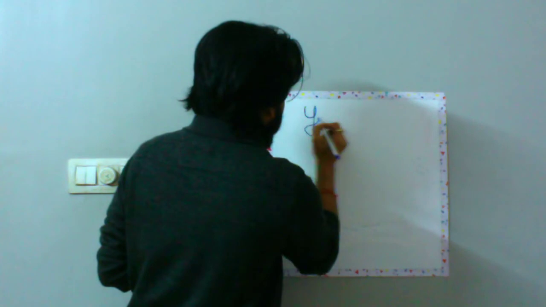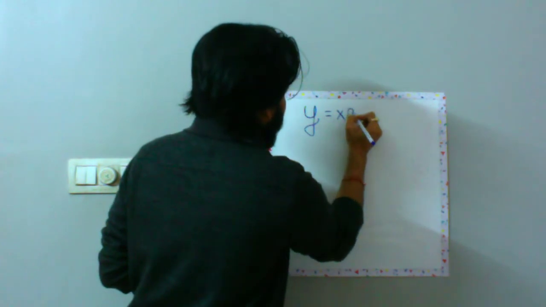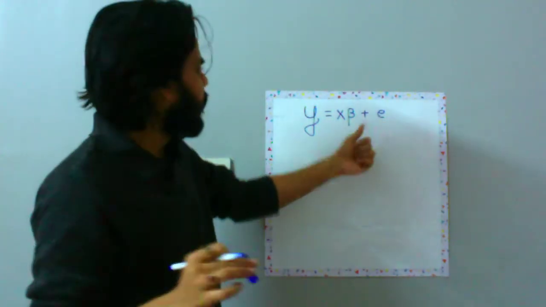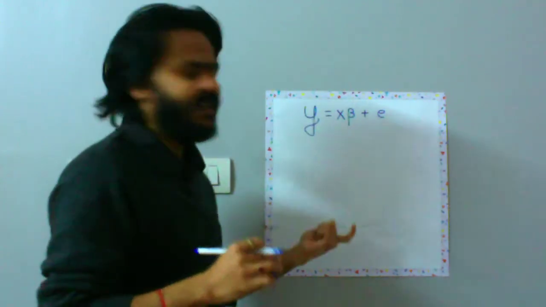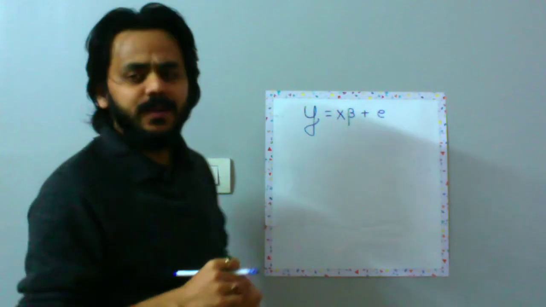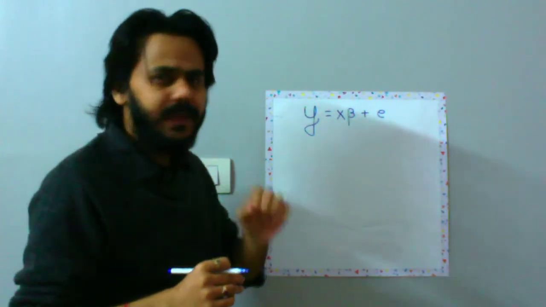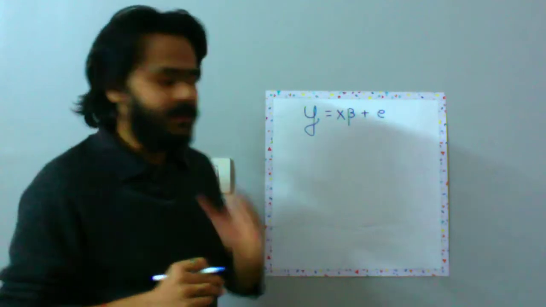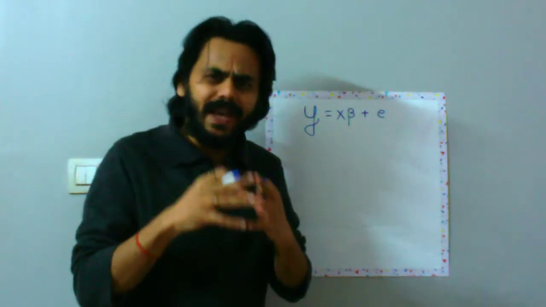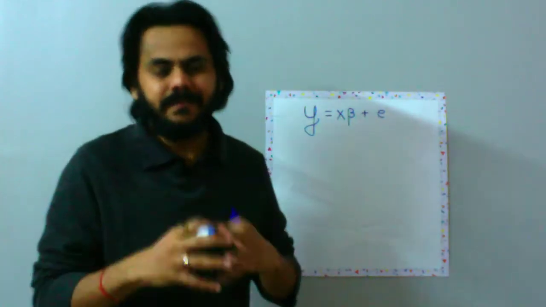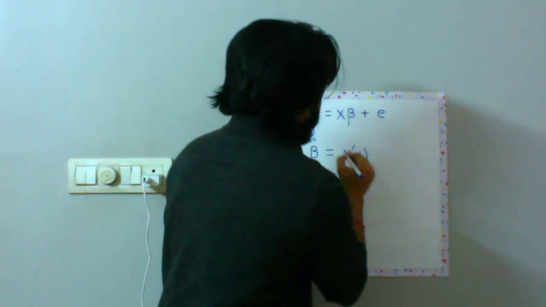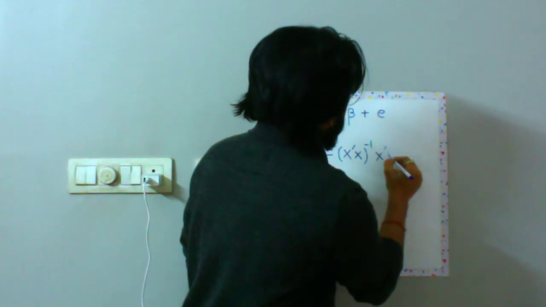Till now, in this lecture series, we have understood that y is equal to x beta plus e, where e is the error term, not the residual term. Beta is your vector of parameters, x is your matrix of independent variables, and y is your observation of your dependent variable. Now, over here, we have also estimated the value of beta, or rather beta hat. Beta hat is equal to x transpose x inverse x transpose y.